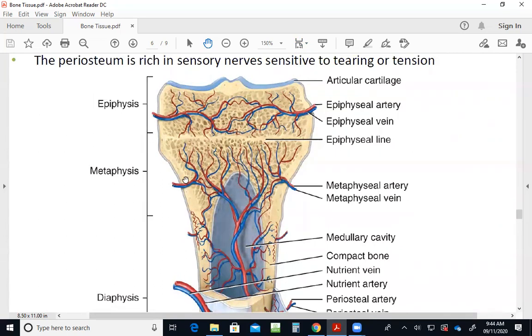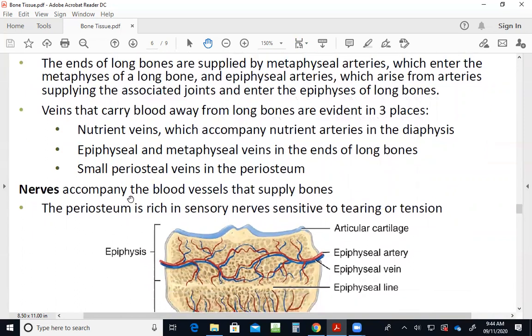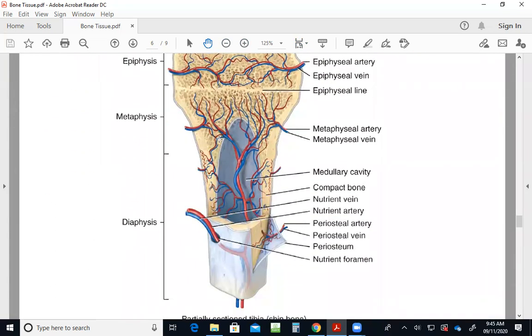Notice accompanying those red blood vessels, we always find a vein, which includes a nutrient vein, epiphyseal and metaphyseal veins, and periosteal veins. What's not pictured here is that we also typically have nerves that accompany those blood vessels supplying our bones. Nerves are sensitive to different things and provide information, especially in our periosteum, about things like tearing or tension, which protects our bones from being damaged. As far as the picture goes, I'm not really in love with it, so just worry about the information there at the top.